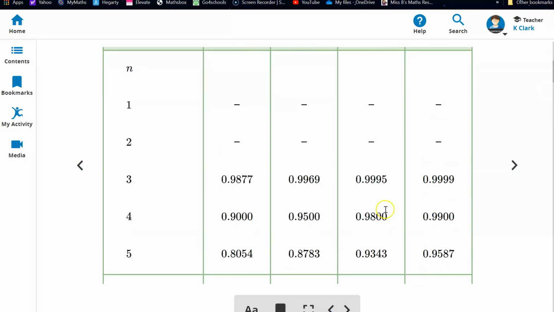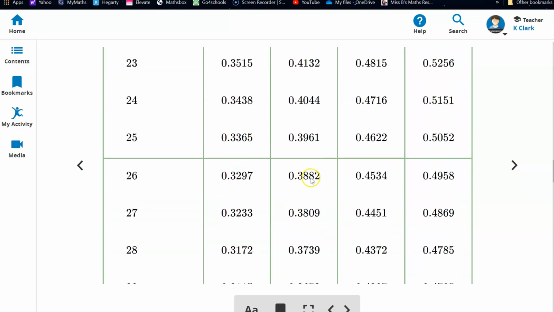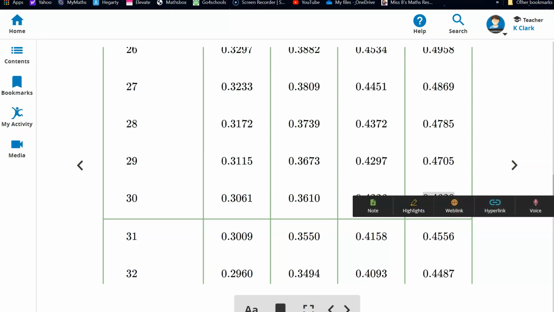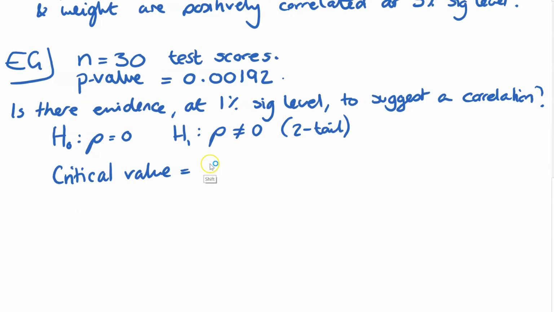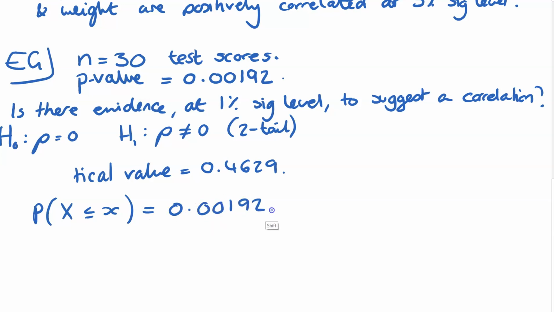There's my little draggy thing. It's going to be a long scroll. So n being 30, we want that one there. So 0.4629 is our critical value. But we're not comparing it to the p-value. The p-value is the probability that x is less than or equal to something. That's got to be equal to 0.00192.